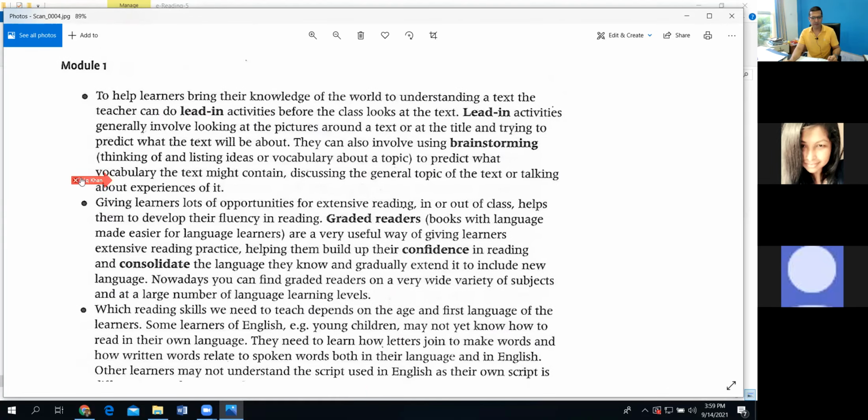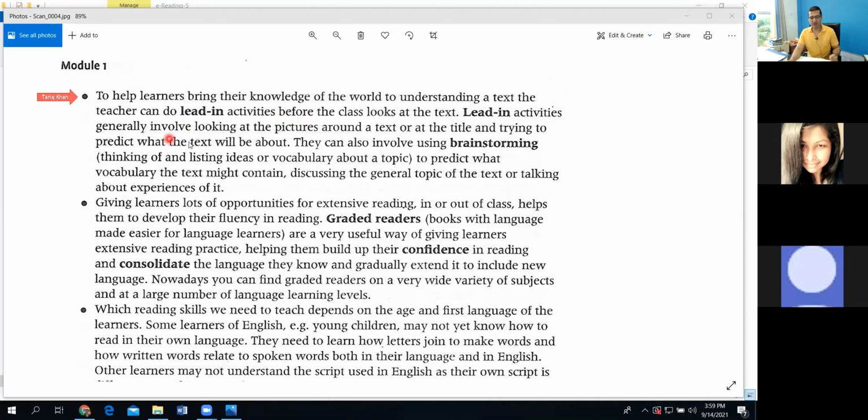Next one is to help learners bring their knowledge of the world to understand a text. The teacher can do lead-in activities. Highlight it, lead-in activities. You can check that in the glossary also. You will find the meaning of it. Lead-in activities are done before the class looks at the text.